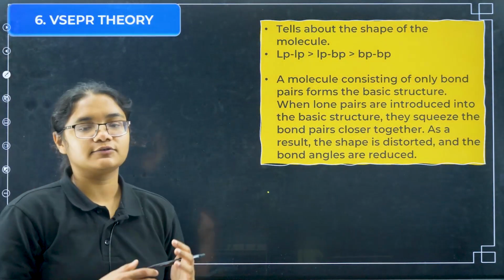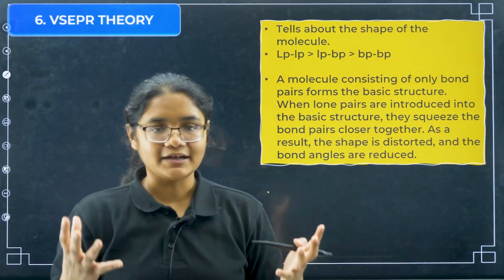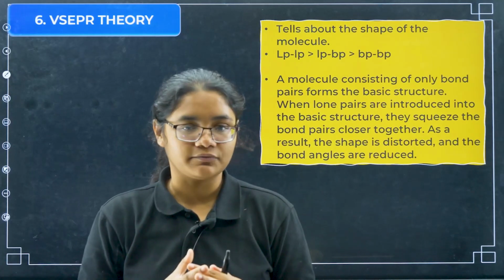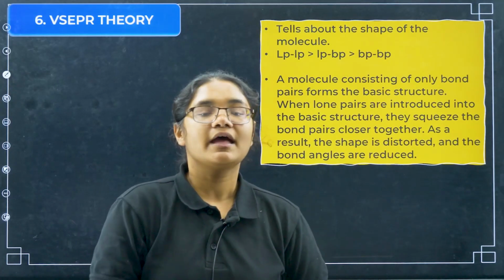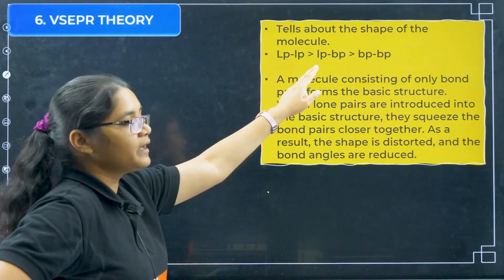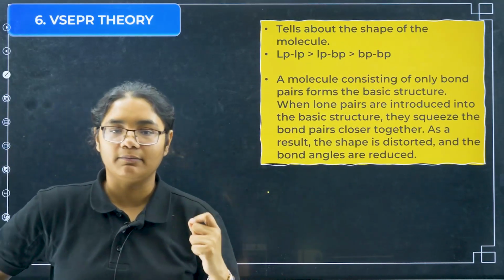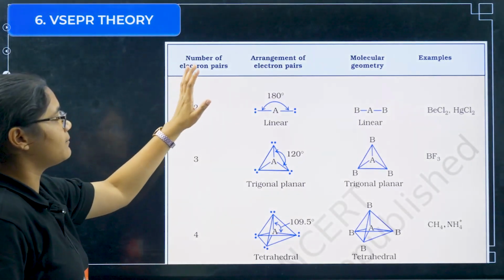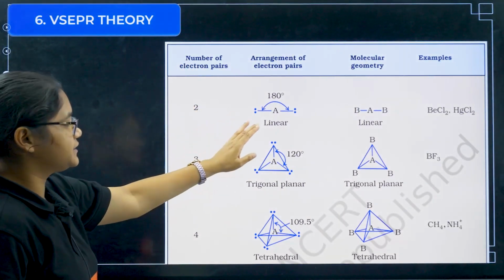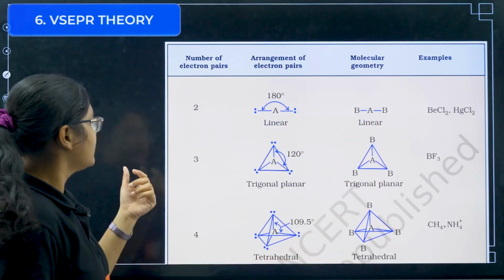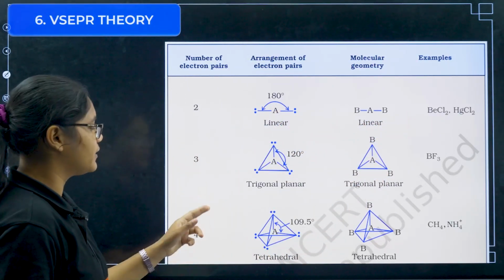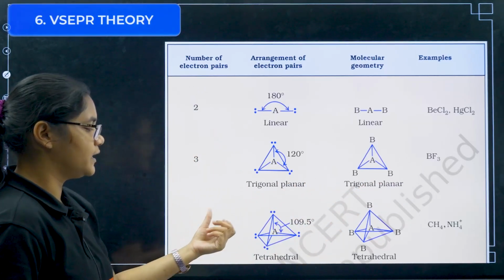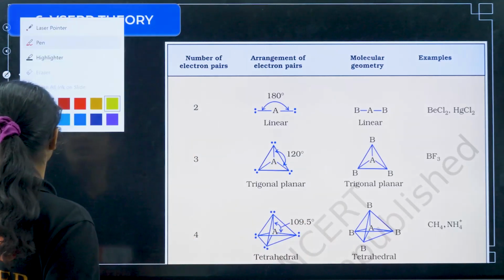Next, VSEPR theory. VSEPR theory tells you that the bond pairs and lone pairs arrange themselves in such a way that the repulsion is minimized. Okay, and the repulsion order is what? Lone pair-lone pair, then lone pair-bond pair, and then bond pair-bond pair. So you can see here, if the total number of electron pairs is 2, then we get a linear shape. Examples you should be knowing. If the total number of electron pairs is 3, then you get a trigonal planar shape, BF3. If total electron pairs are 4, then it is tetrahedral. I will also be mentioning the hybridization here.